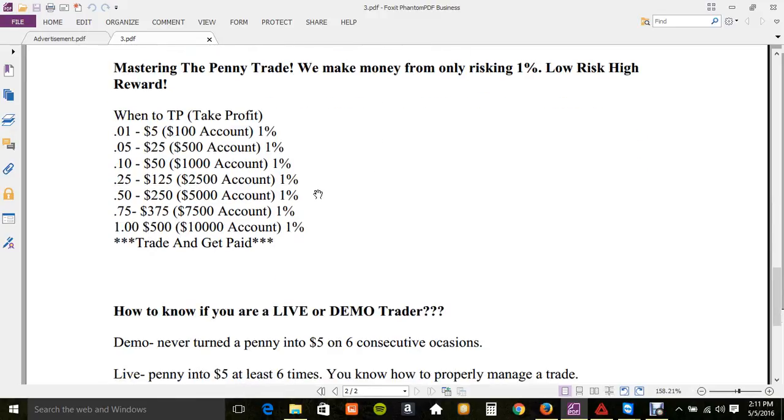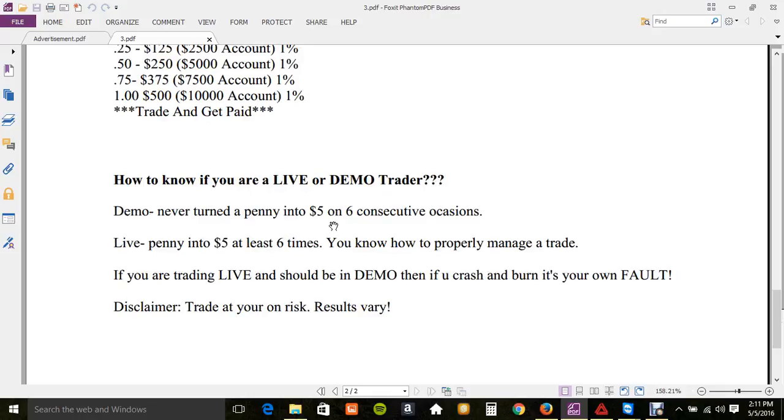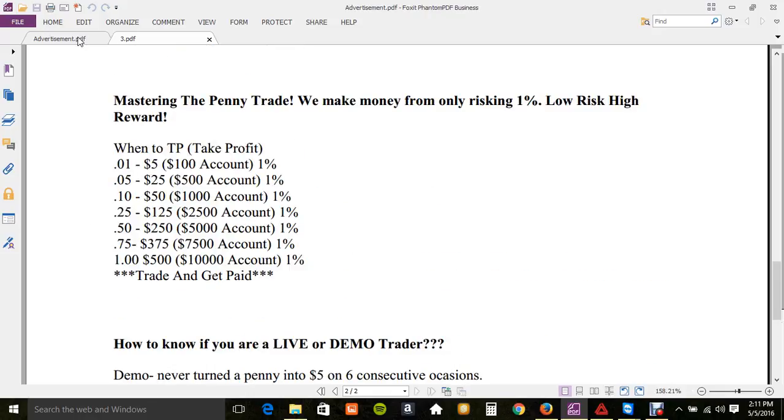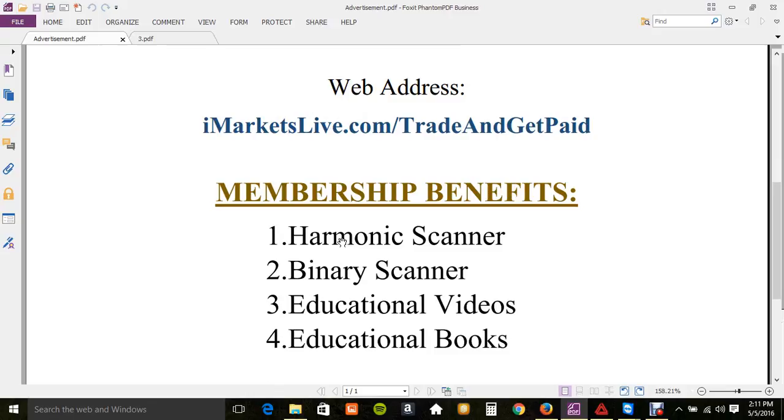I do a penny for every 100, up to at least, whether you're on demo or live. And once again, you see this is coming from the Harmonic Scanner.